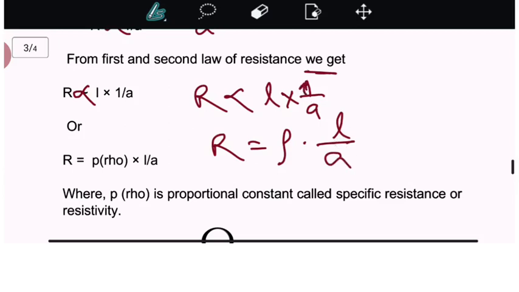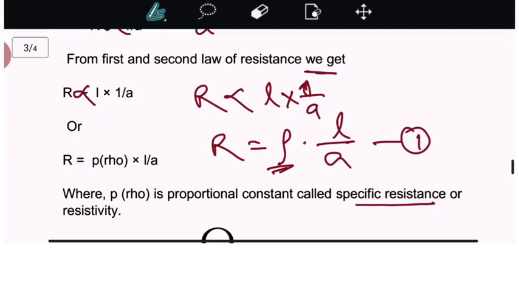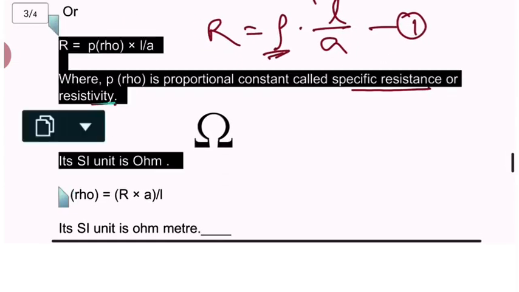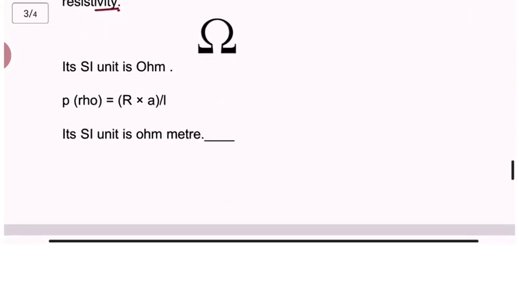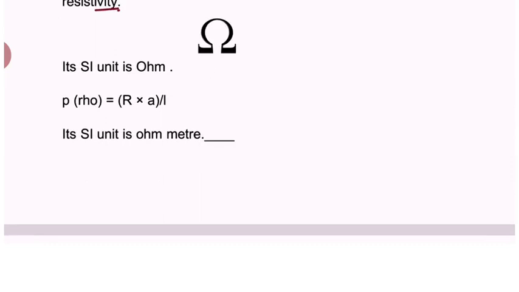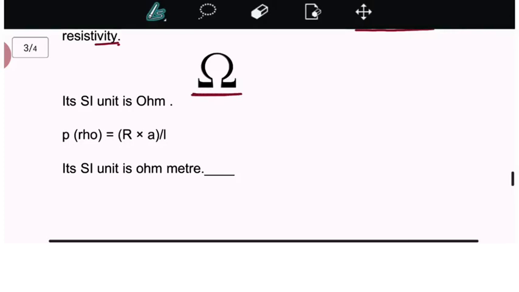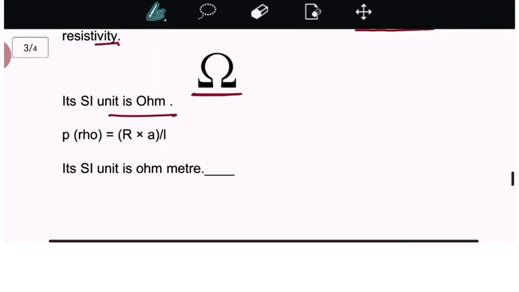So we can write L by A only, where rho is a proportional constant called either specific resistance or resistivity. Its SI unit is ohm. It is indicated by omega, which is the symbol of ohm. It is also read omega. So the SI unit is ohm or omega.